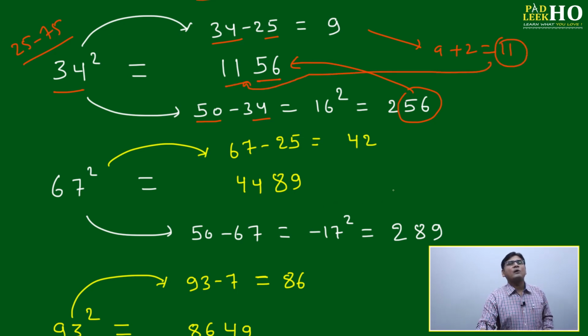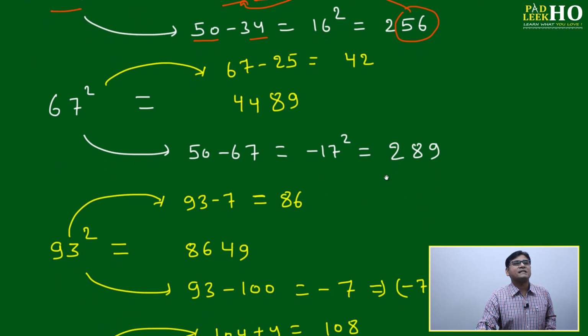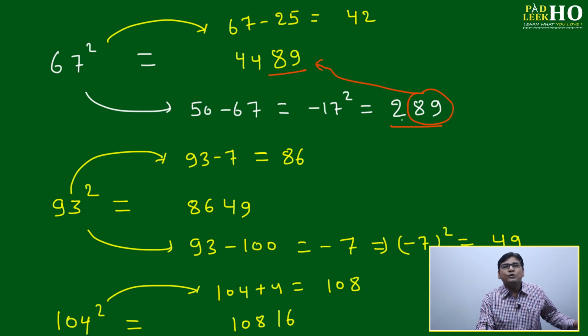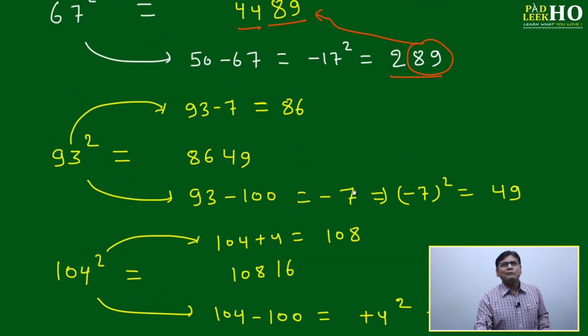Over. 34 square will become 1156. In the same way, if you take another number following the same slab, 25 to 75, say 67 square: 50 minus 67... 72, 89. 89 will come here, and this 2 is a carry forward. Then you have to add 67 minus 25, 42. 42 plus 2 will become 44. Over.